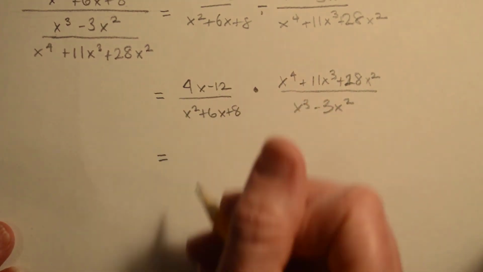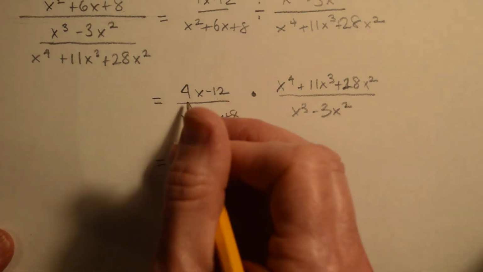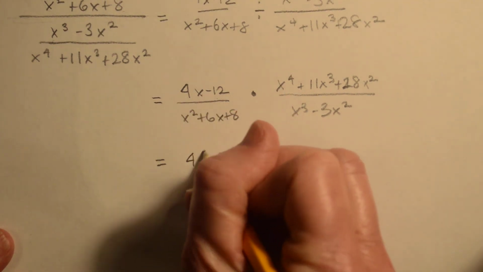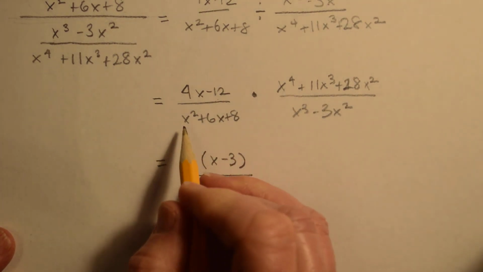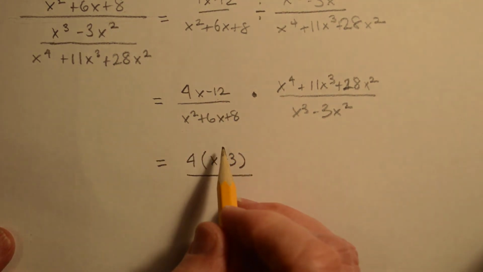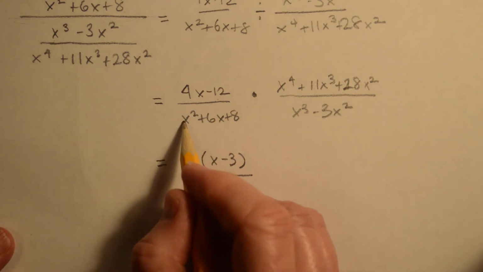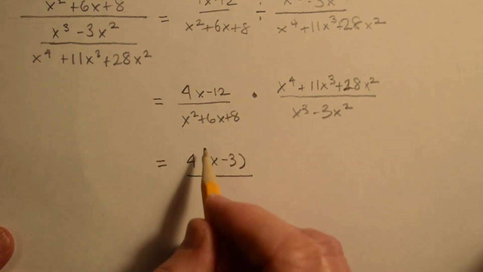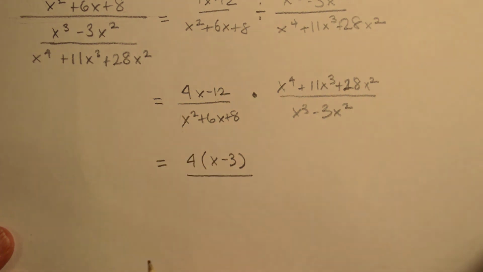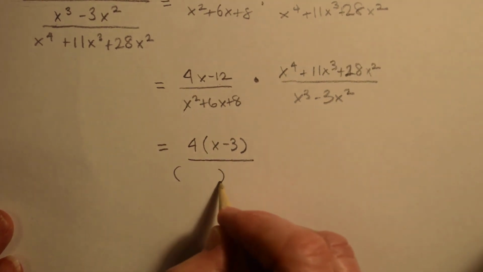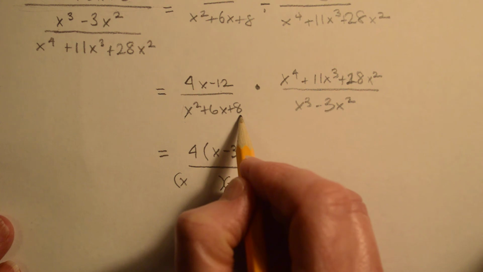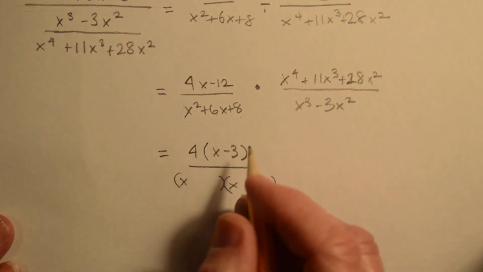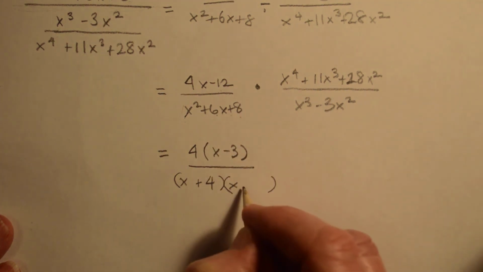I'm going to factor the 4x minus 12. That is just GCF factoring. I take out a 4 and I get x minus 3. Then in the denominator, I need to factor x squared plus 6x plus 8. That is an easy trinomial: trinomial because it has 3 terms, easy because the leading coefficient is 1. So we split it into 2 parentheses, put an x and an x here, and look for 2 things that multiply to 8 and add to 6. That would be positive 4 and positive 2.